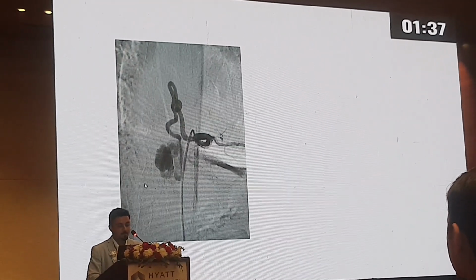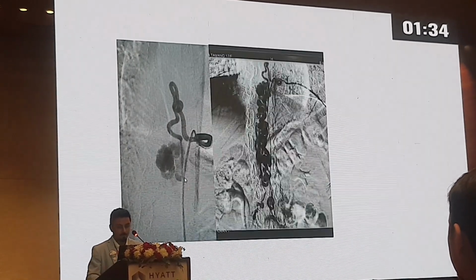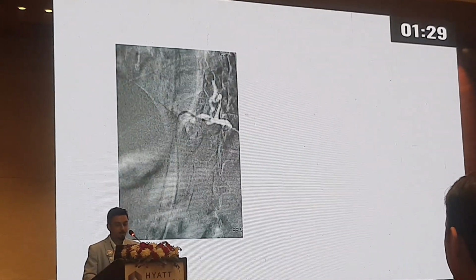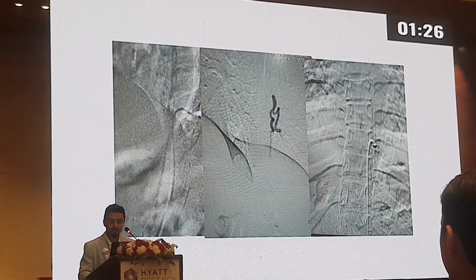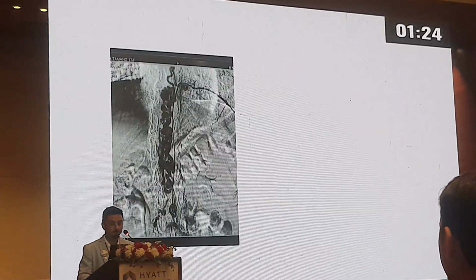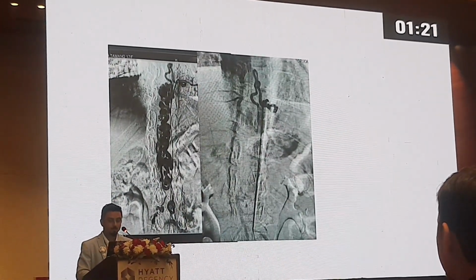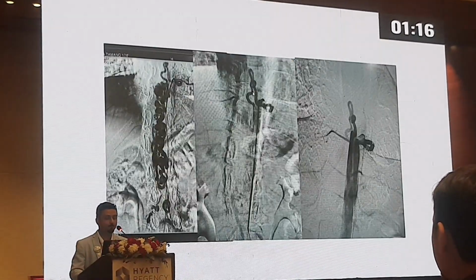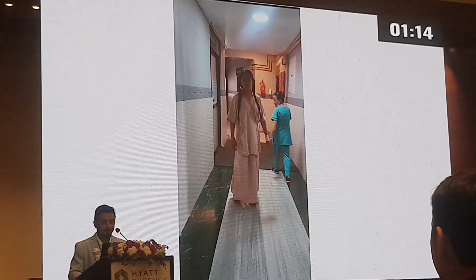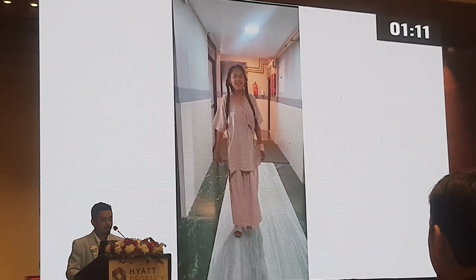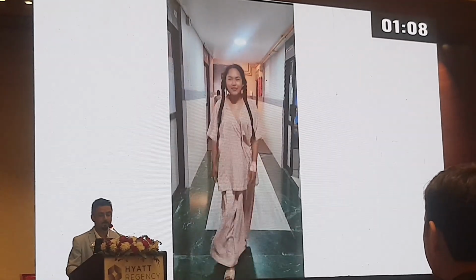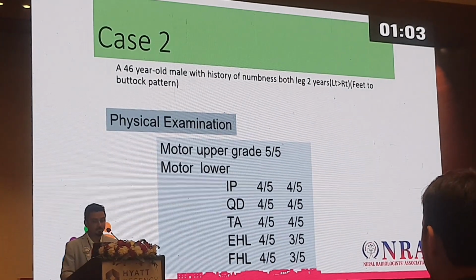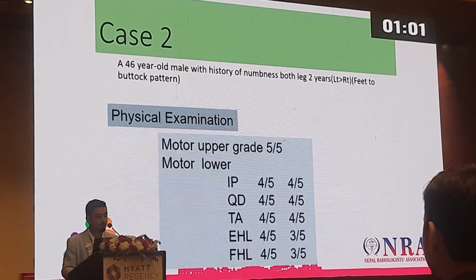So we see this is the transition, with all the venous dilatations. So we took the catheter all the way up to the shunt and did glue embolization. So we can see that the shunt is gone with the reticulomedullary vein intact. So this is post-embolization, and the patient improved. Another case is a 46-year-old male with numbness of the lower limbs for 2 years.